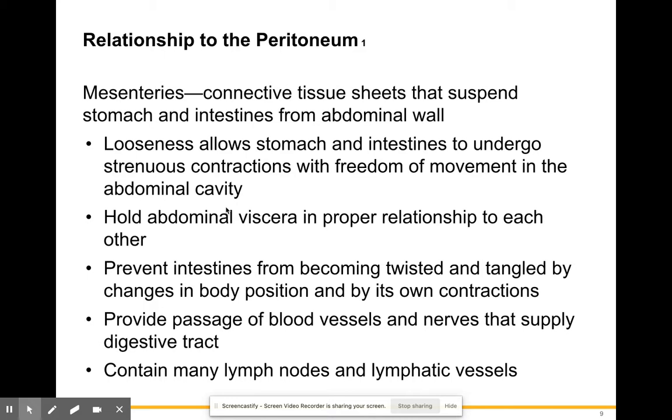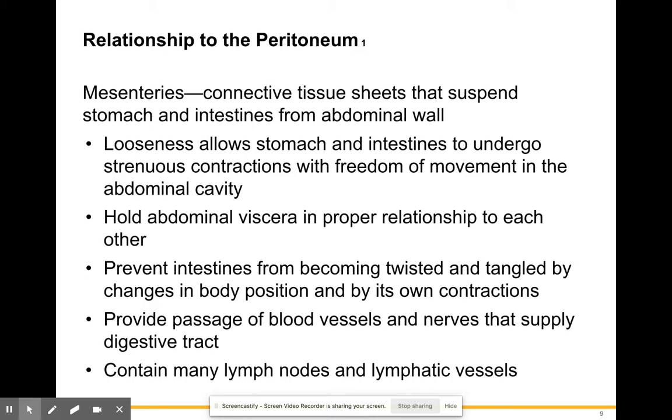The digestive system has a couple of anatomical features that we want to talk about, and two of them are going to be the mesenteries and the omentum. The mesenteries is a piece of connective tissue that suspends the stomach and the intestines from the abdominal wall. Its looseness allows the stomach and intestines to undergo strenuous contractions with freedom of movement in the abdominal cavity.